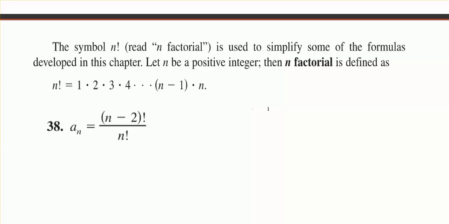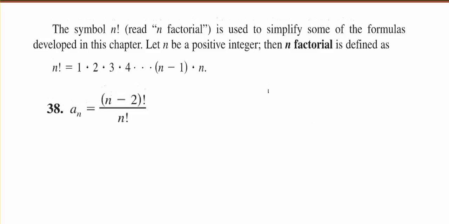All right, we'll also deal with n factorial in this chapter. So here we have the symbol n factorial, which is used to simplify some of the formulas in this chapter. Let n be a positive integer, then n factorial is defined as n factorial equals 1 times 2 times 3 times 4.